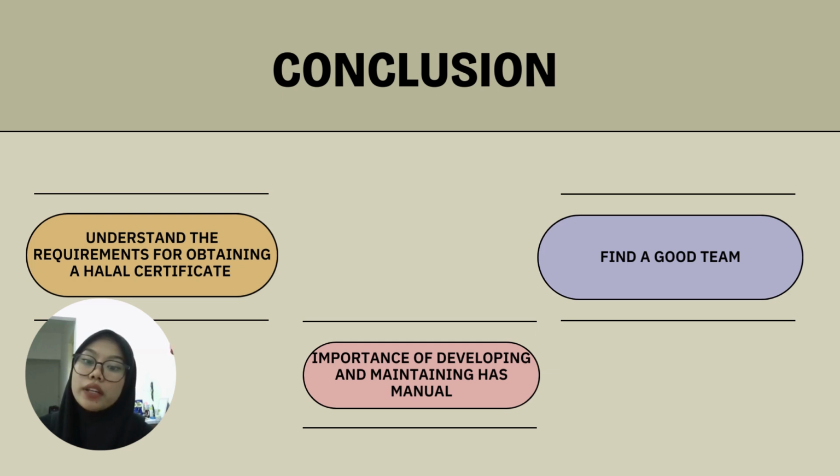The second one is the importance of developing and maintaining the HAS manual. So I realized that when we develop a HAS manual in our company, we need to maintain all the content in the HAS manual, like SOP, records, objectives, and so on. Without that, our company might fail in doing the HAS manual.